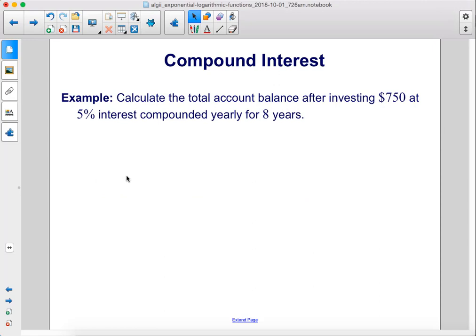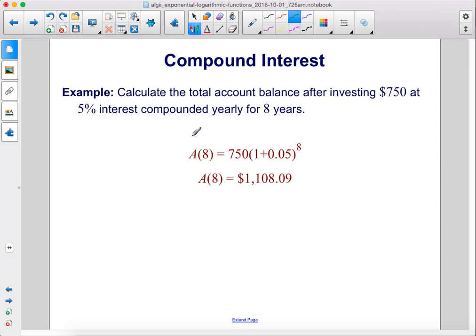Here's an example. Calculate the total account balance after investing $750 at 5% interest compounded yearly for 8 years. All right, so we take our compound interest function, A of t equals P times (1 plus R) to the t power. We're going to plug in 8 for t, $750 as our initial investment for P, and then 0.05 for our interest rate. And when we calculate this, we get that the account balance will be $1,108.09.